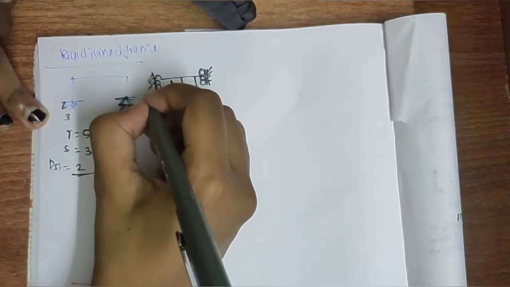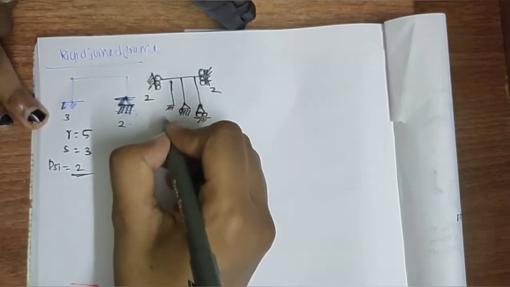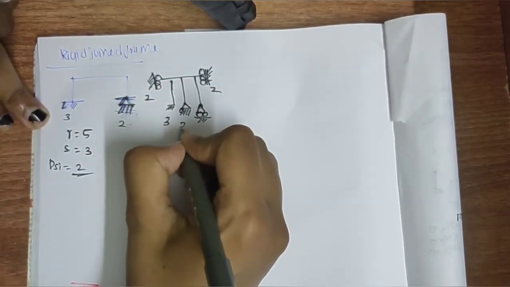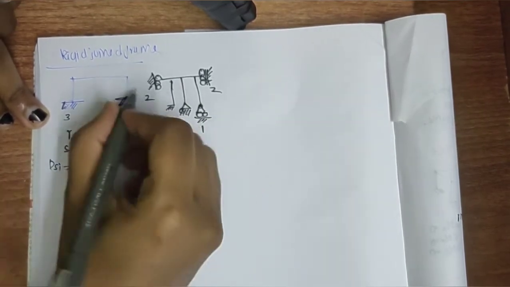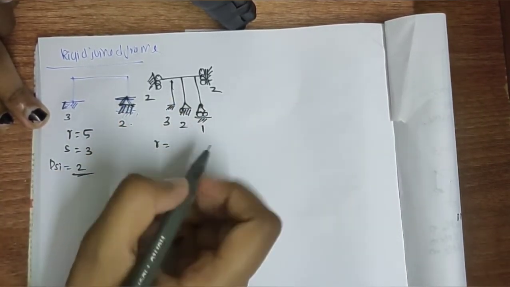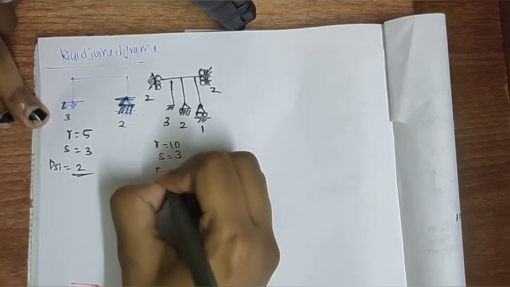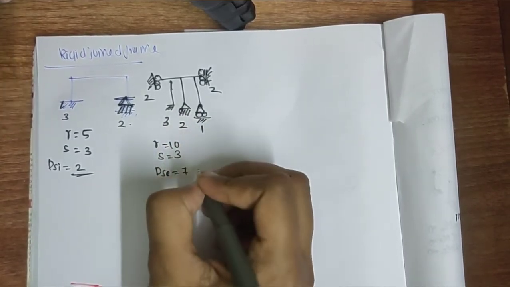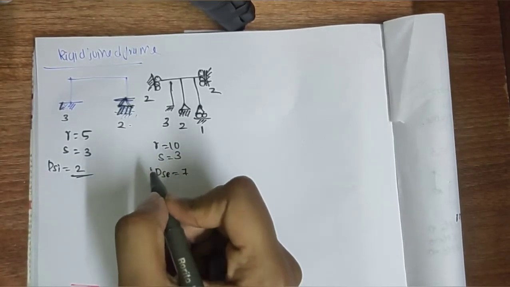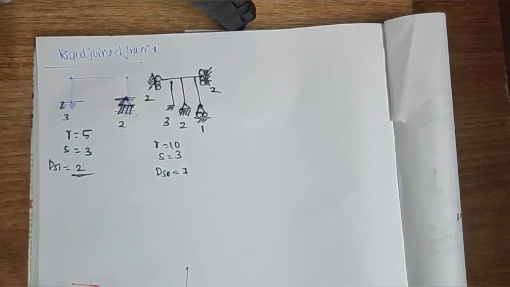Here the reactions are 2, 2, here it is 3, here 2, 1. So the total number of reactions is 10. The number of equilibrium equations is 3. So DSE equals 7. So it is also an externally indeterminate structure.